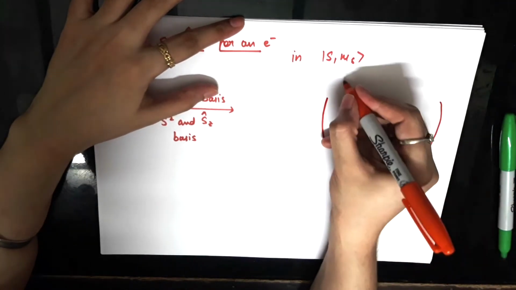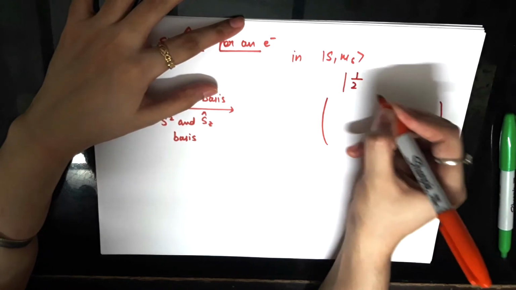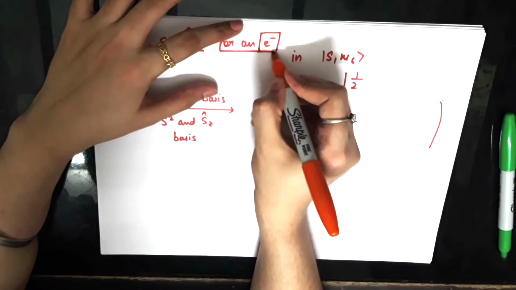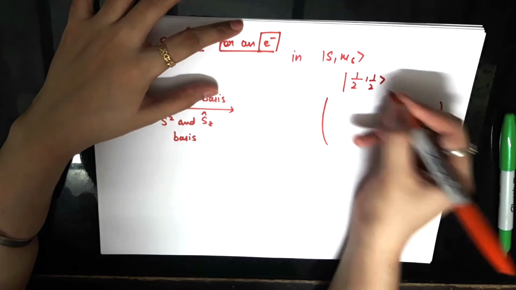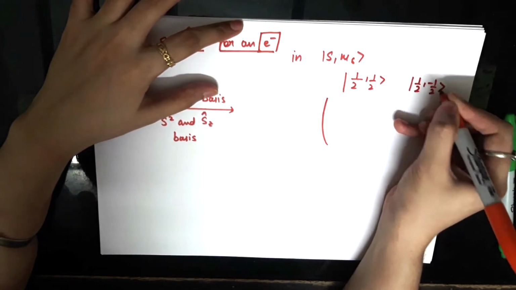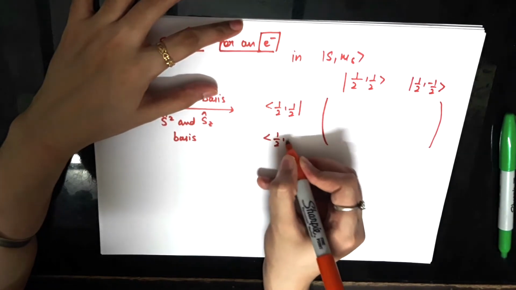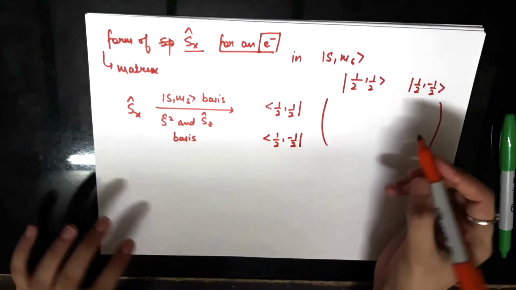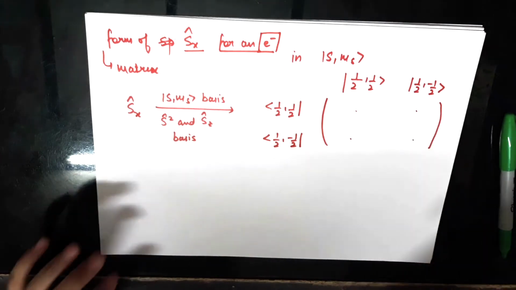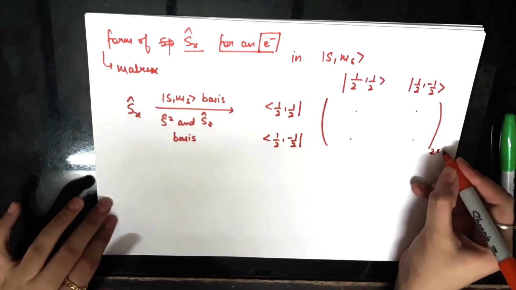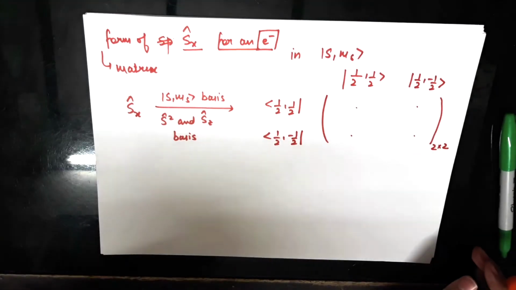Again, it's the same thing. The eigenvectors for the case of an electron, because I'm dealing with an electron, are half plus half and half minus half, and here also the eigenvectors are half plus half and half minus half. So I want to figure out what the 4 entries are here, and it's a 2 by 2 matrix. So let's start with any one of these.